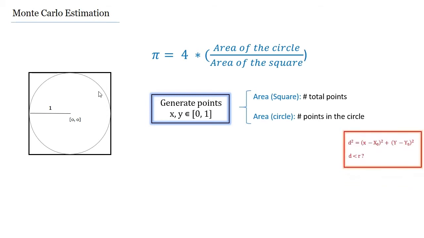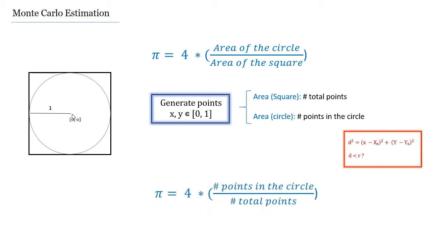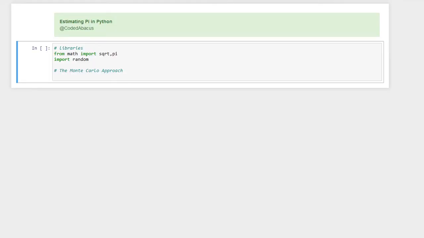So to check whether a point is inside the circle or not, we will just compute its distance to the center of the circle, and if the distance of the point to the center of the circle is less than the radius of the circle, then we would say that this point lies actually inside the circle. And using these two representations, we can now compute and approximate pi. We can now code it in Python.